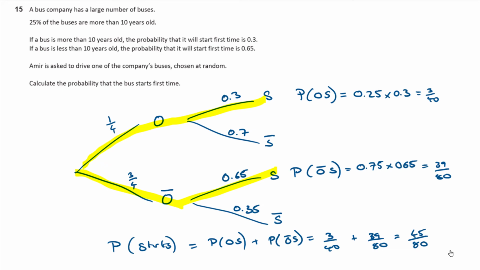Now that probably cancels down. If I type it into my calculator, 45/80, it does cancel down to 9/16. But you know, you don't actually get a mark for that. So you could have just left it as 45/80. For some reason, you never get a mark for cancelling down or simplifying fractions in probability questions. So it's up to you whether or not you bother doing it.